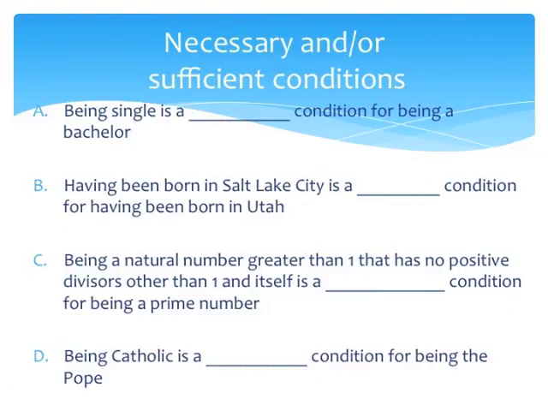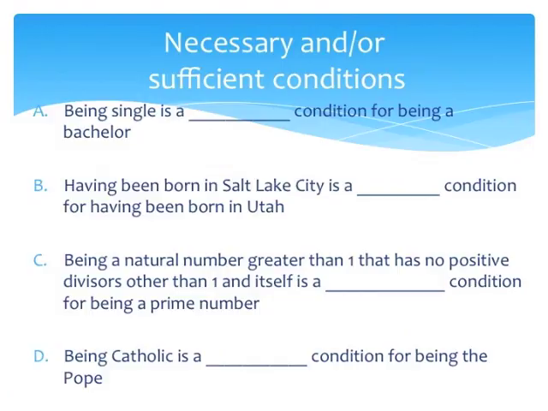Let's begin with A. Is being single a sufficient condition or a necessary condition for being a bachelor? Well, it's clearly not a sufficient condition because you can be single without being a bachelor. Suppose that you're a female, for instance. However, it is a necessary condition for being a bachelor because nobody who isn't single can be a bachelor.